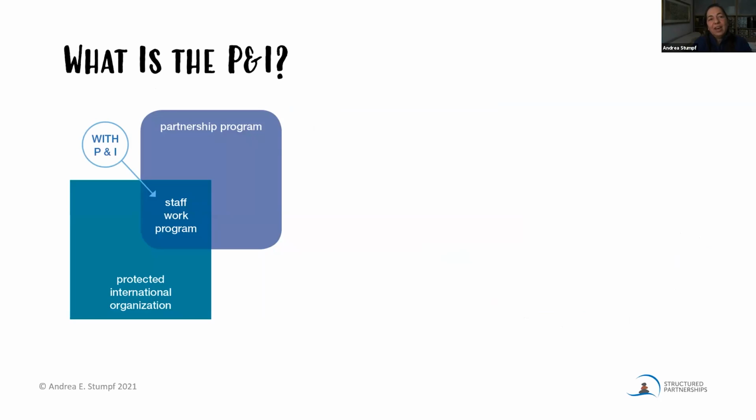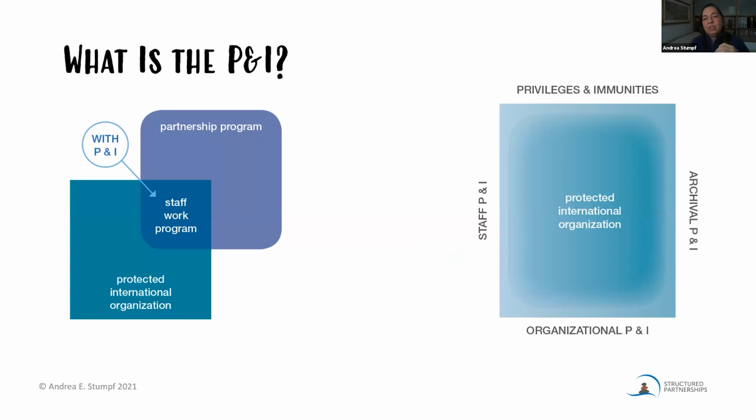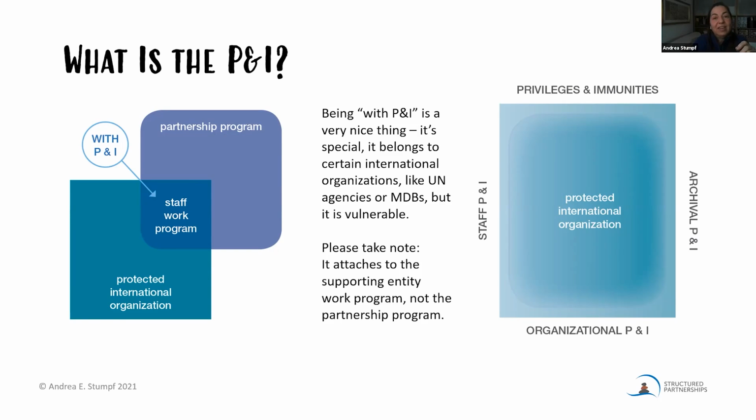And if you were looking carefully, you might have noticed that little P&I right there. So let's talk about that for a moment because it is quite relevant to the topic. P&I stands for privileges and immunities. And that is something that certain international organizations have, not all. It is actually something very special. And typically organizations like UN agencies or multilateral development banks, the Bretton Woods organizations, have it. And it goes to staff, it goes to the organization itself, to the archives.